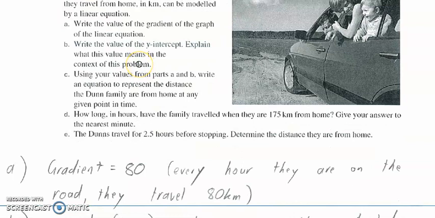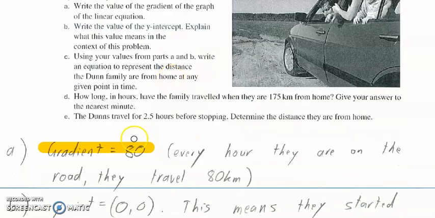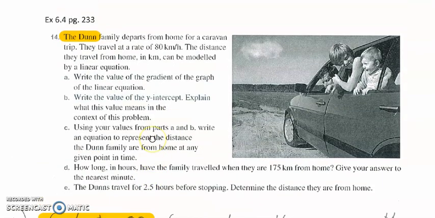Well, students, gradient represents rate of change. Okay? If I am travelling 80 kilometres per hour, that is my gradient. The gradient here is 80. So what does this mean? It's basically saying every hour on the road, they travel 80 kilometres. Gradient tells us how fast a line is going up or how fast a line is going down. So in the context of this question, if they're travelling 80 kilometres an hour, their gradient is 80.